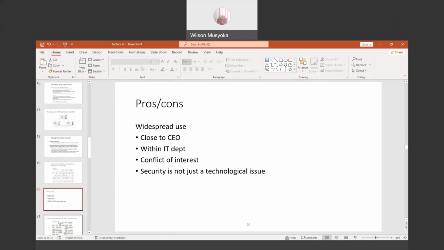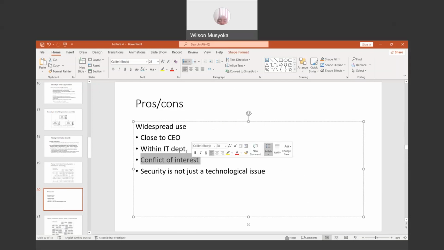What are the benefits, or what are the pros? This is the widespread use of the pattern, or the laid-down operation, because you do not need to have a long chain of command. It has been the tradition, meaning that you report to the top boss, and that means you are close to the CEO. You always work within the IT department, and there is always this challenge of conflict of interest when you are looking at it in terms of challenges.